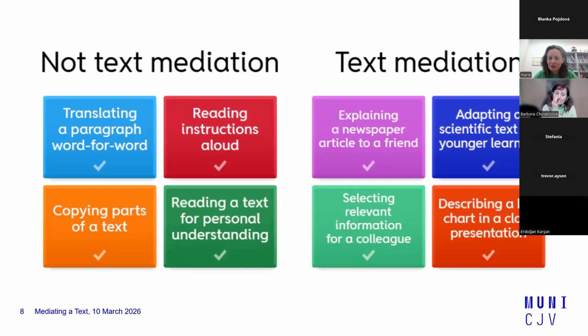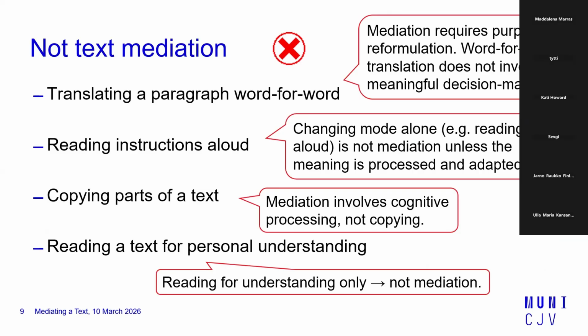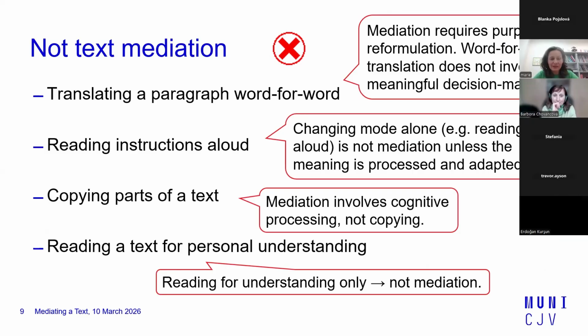So as I told you, you sorted out the examples into 2 groups, not text mediation and text mediation. I think it's worth going through this example together and explain a little bit more why this is not considered a text mediation. For example, here you can see the 4 examples of not text mediation, because when you translate something word for word, when you just read or copy part of a text, but there is no reformulation, there is no cognitive processing. This cannot be considered a way of mediating the message.